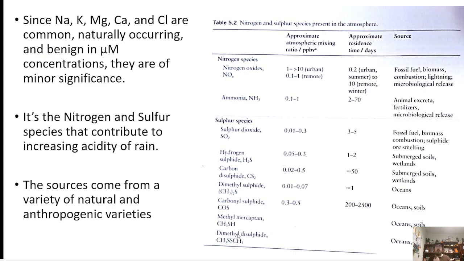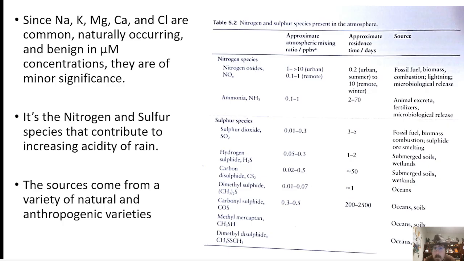So, since sodium, potassium, magnesium, calcium, and chlorine are common, naturally occurring and benign in the micromolar concentrations, they're usually of minor significance. It's the nitrogen and sulfur species that we need to worry about, largely. They will contribute to the increasing acidity of the rain. Now, the sources can come from a wide variety of natural and anthropogenic. So we can get NOx, obviously, from burning stuff.